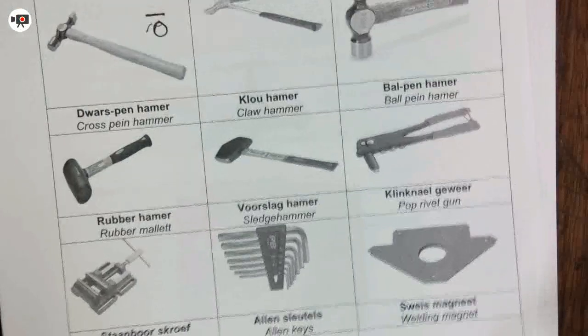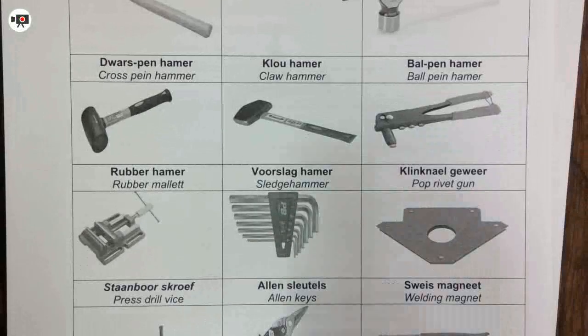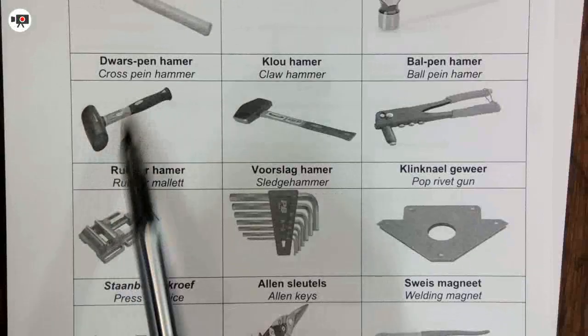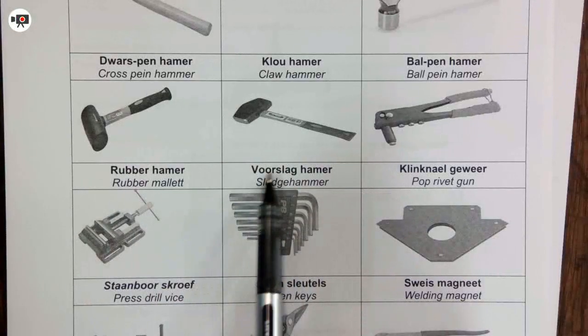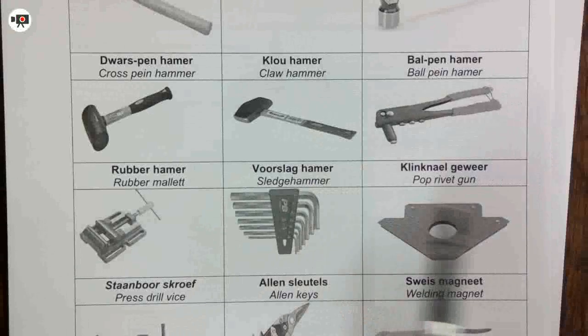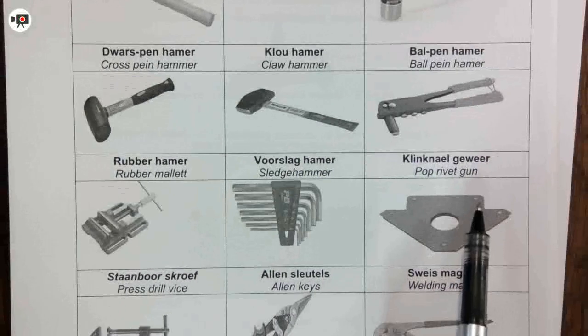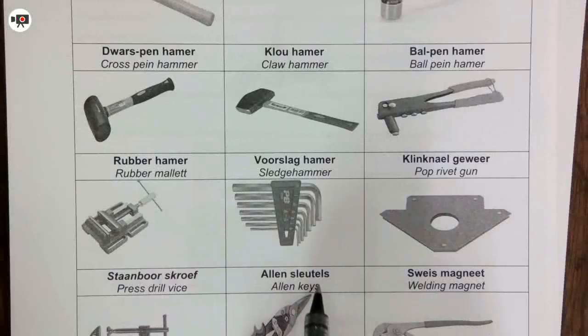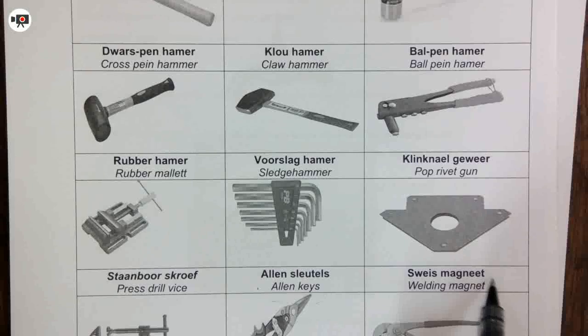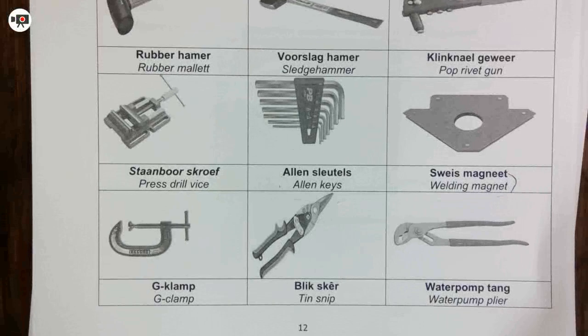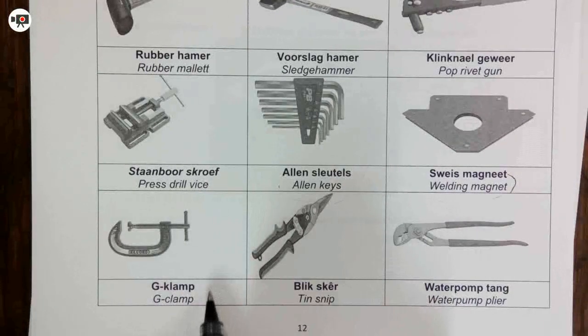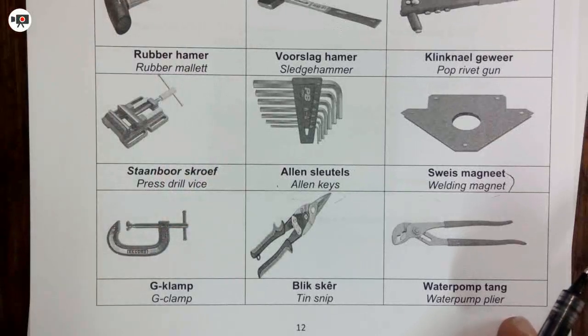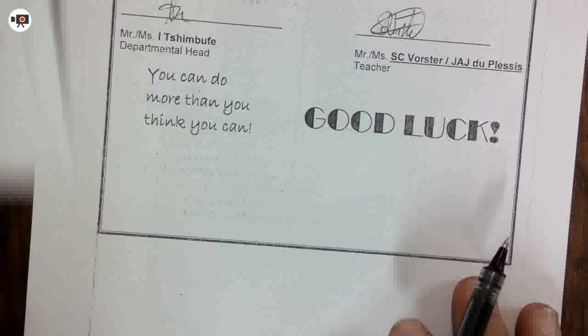Then the next ones we have there, it's a rubber mallet. It's just a big hammer that's made out of rubber. Then we have a sledgehammer. Then we have a pop rivet gun. Then we have a press drill vise. Then we have Allen keys. Then we have welding magnets. And then the last 3 that we have is a G-clamp, a tin snip, and a water pump plier. That is all the hand tools that you need to study.